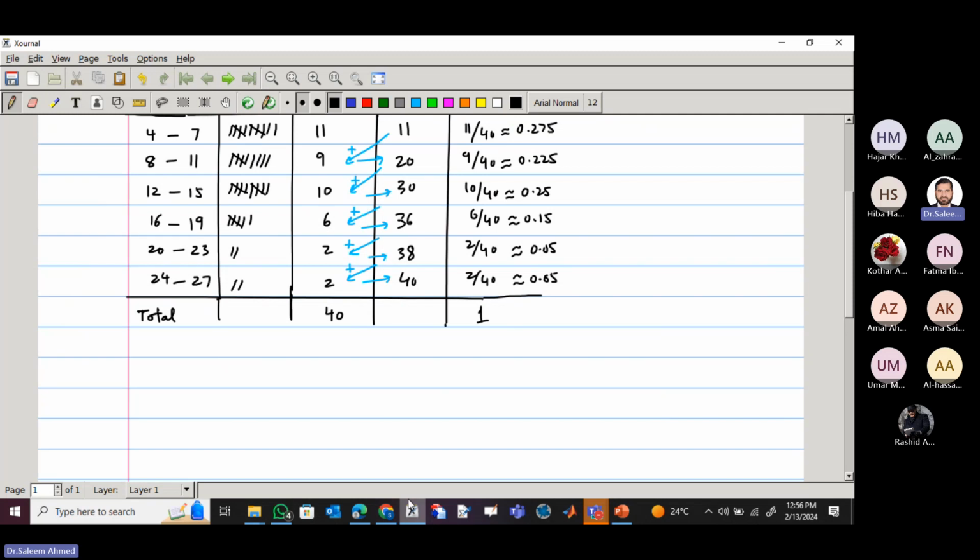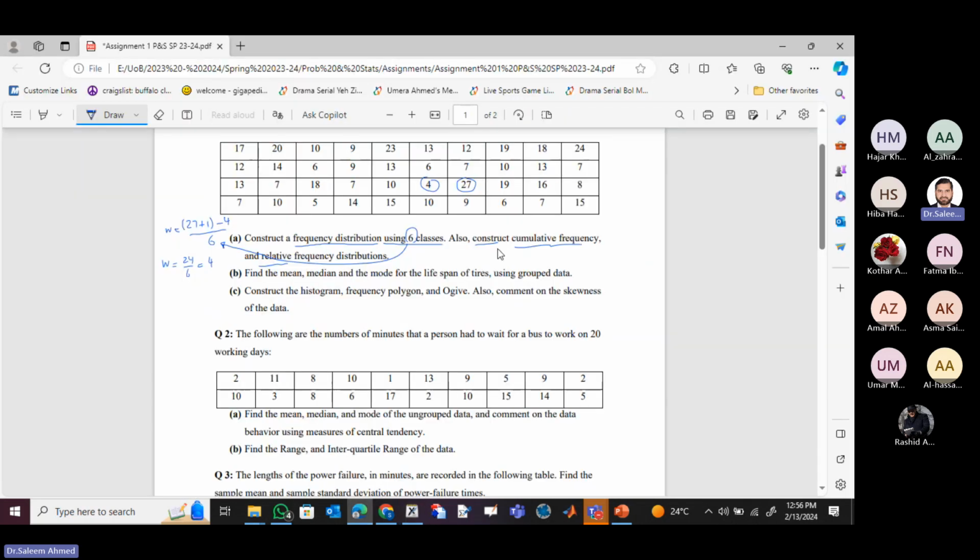Because they did not say anything about cumulative frequency. So when they don't say anything, we do less than, right? Less than cumulative, because it is not mentioned. If they ask you to find more than, then we will use more than. Otherwise, it is always less than.